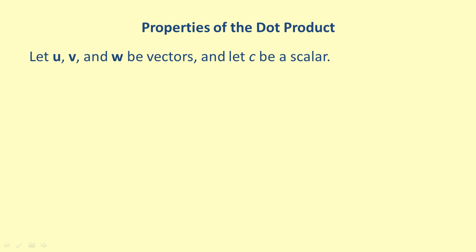Like vector addition and subtraction, the dot product has several algebraic properties. Let's consider vectors u, v, and w, and scalar c. Then the following properties hold.